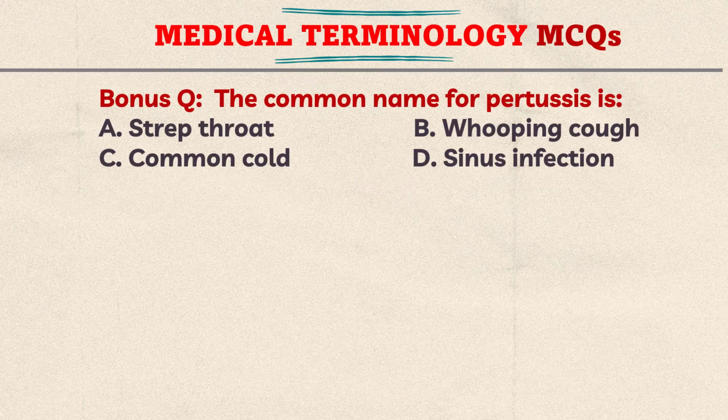Bonus question. The common name for pertussis is A, strep throat, B, whooping cough, C, common cold, D, sinus infection. Think the answer and leave the answer in the comment section.